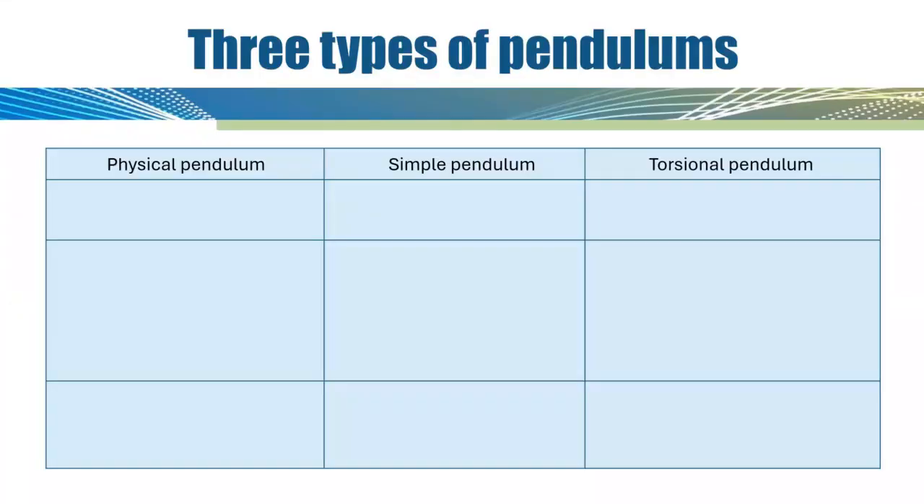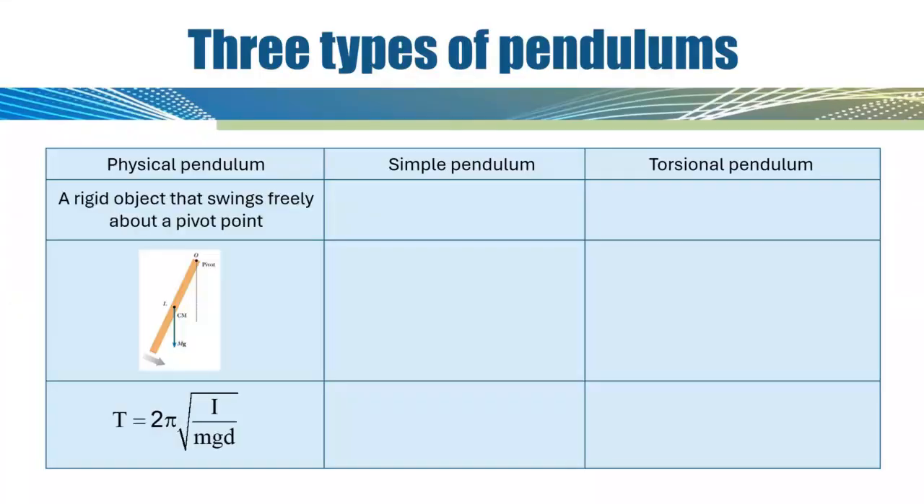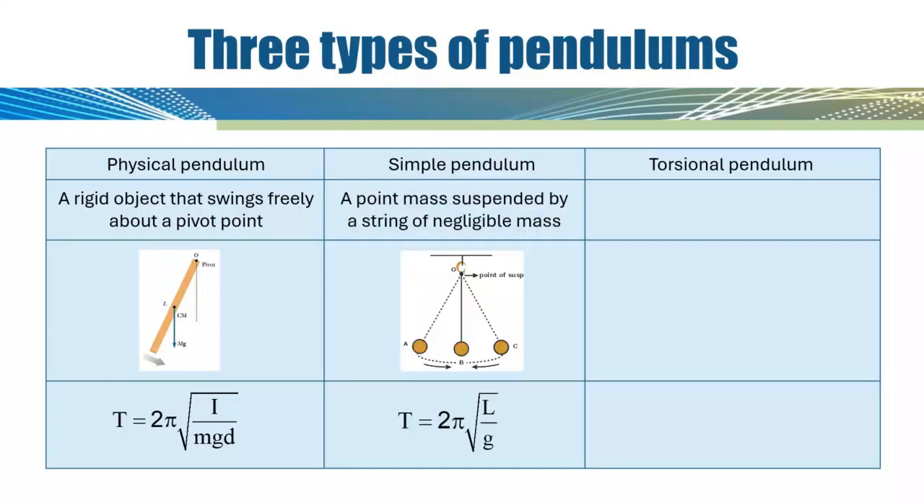A physical pendulum is defined as a rigid object, meaning that the object has mass, that swings back and forth about a pivot point. Examples of a physical pendulum include the swinging arm of a grandfather clock or a swinging meter stick, as shown. A simple pendulum, on the other hand, consists of a small object or point mass that hangs from a string with negligible mass.